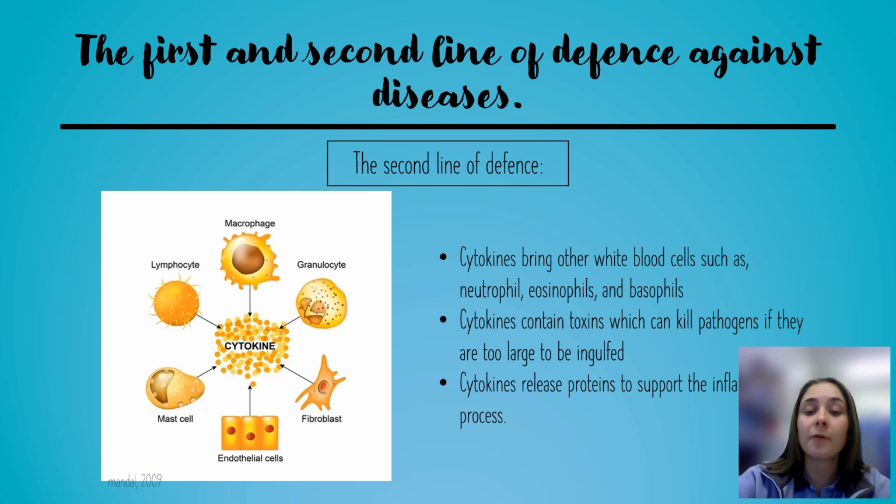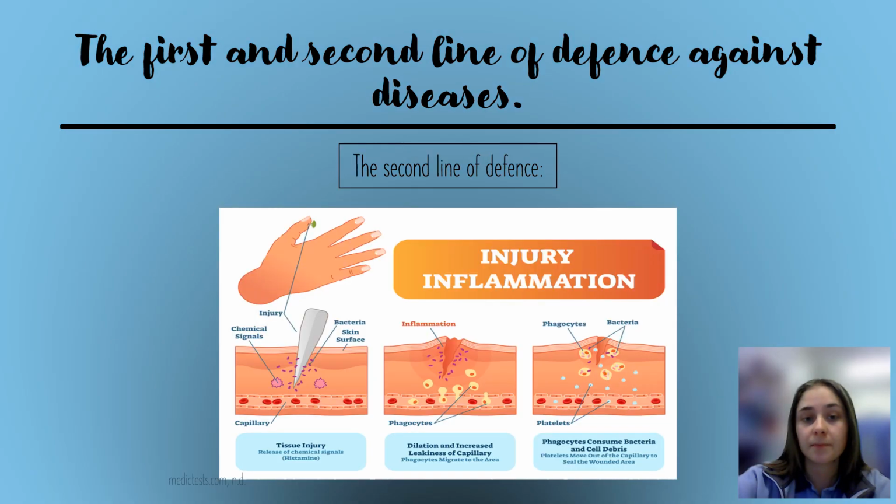Neutrophils make up about 40 to 70% of the white blood cells and help with the phagocytosis process, and the eosinophils make up about 5%. These contain toxins which can kill pathogens if they are too large to be engulfed. They also release proteins to help support the inflammatory process.